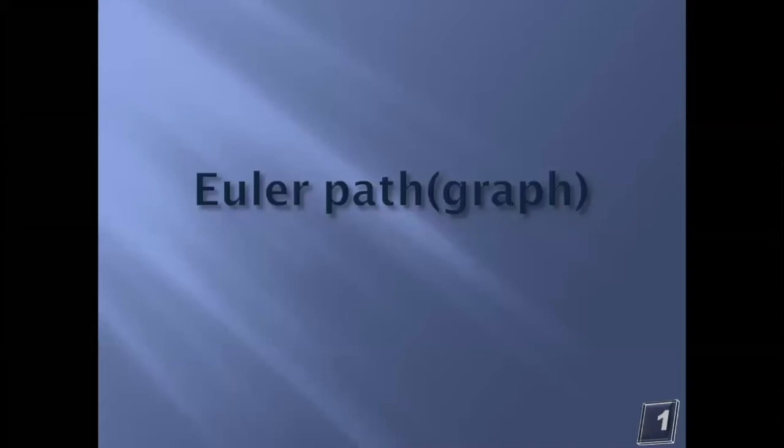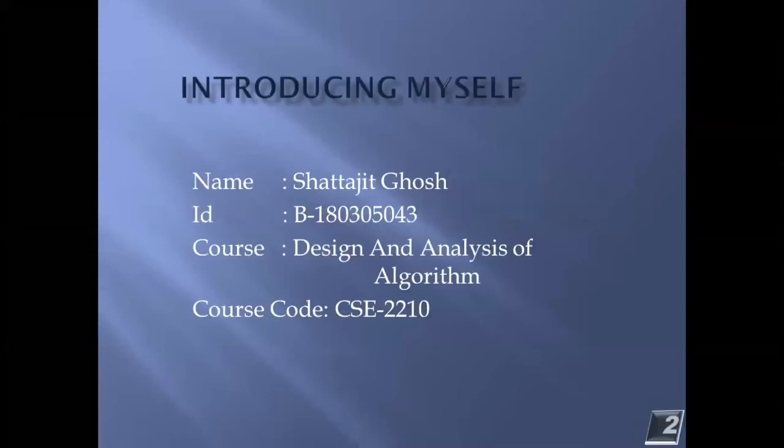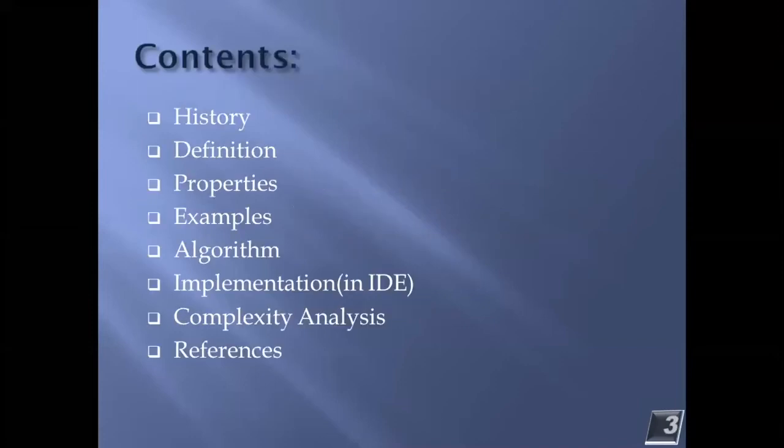Okay, good afternoon, everyone. So I am here to talk about Euler path. First of all, I would like to introduce myself. I am Satyajit Ghosh. My ID is B180305043. Course name is Design and Analysis of Algorithm, course code CSC 2210.